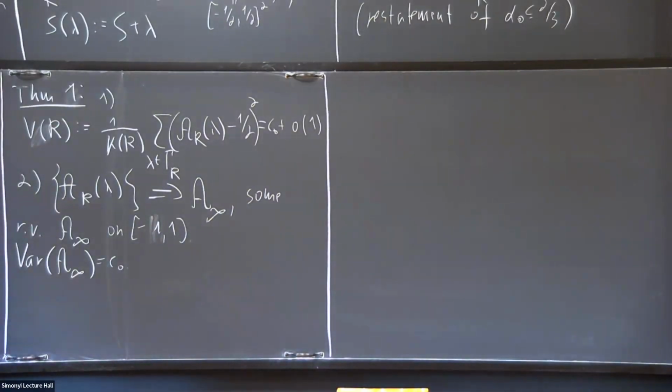Okay, so from 2, statement 1 follows immediately because we're dealing here with bounded random variables. So we have a convergence in distribution of bounded random variables. Then we also have convergence of all the moments. So 2 is stronger than 1.